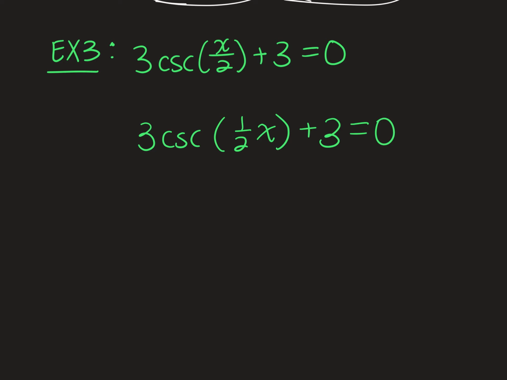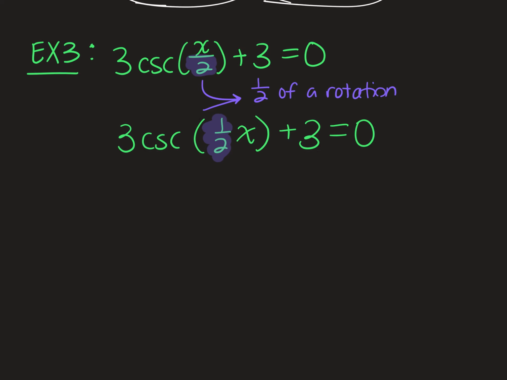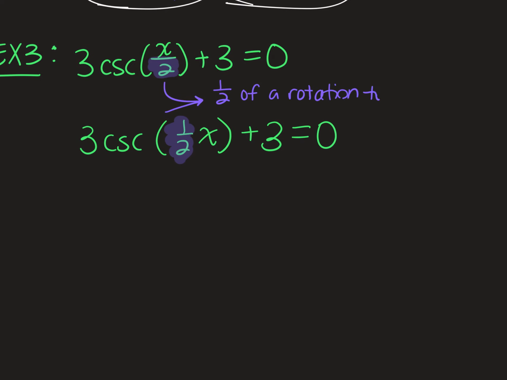No matter which way we write it, that 1/2, or dividing by 2, means that we're going to have to do, either way you write it, half of a rotation to get all of our solutions. Okay, so this time we're only going to do half of a rotation. If there's not an answer within half of a rotation, then there's not a solution to this.